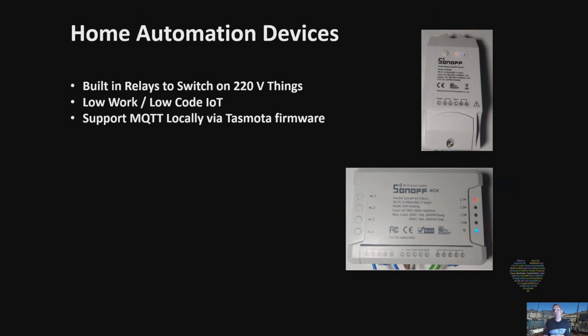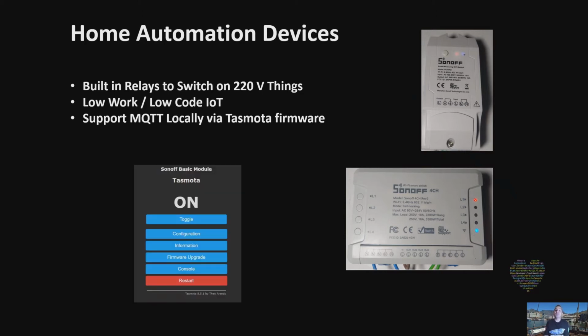These are standard off-the-shelf home automation devices. They're Sonoff. They're quite cost-effective, but really they are Wi-Fi relays, which means they switch things on and off, and you can send messages to them over the network. They're low code, low work, very easy to use. What's really nice about them is they support MQTT, which is a standard for transferring messages between devices.